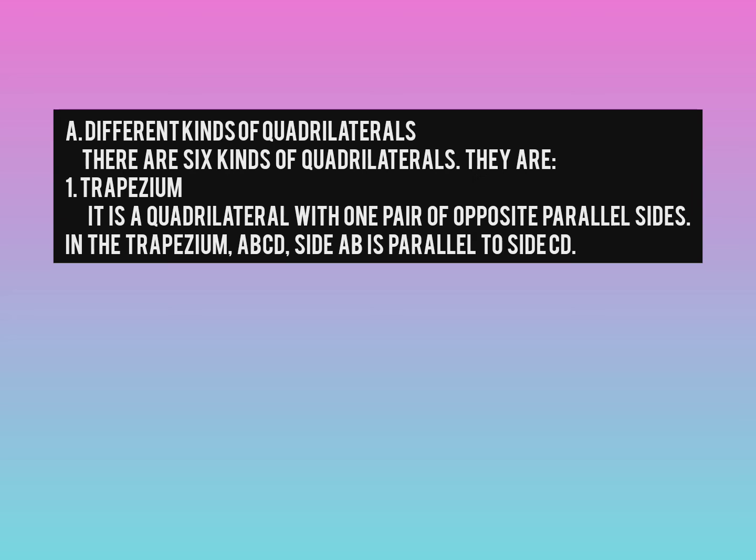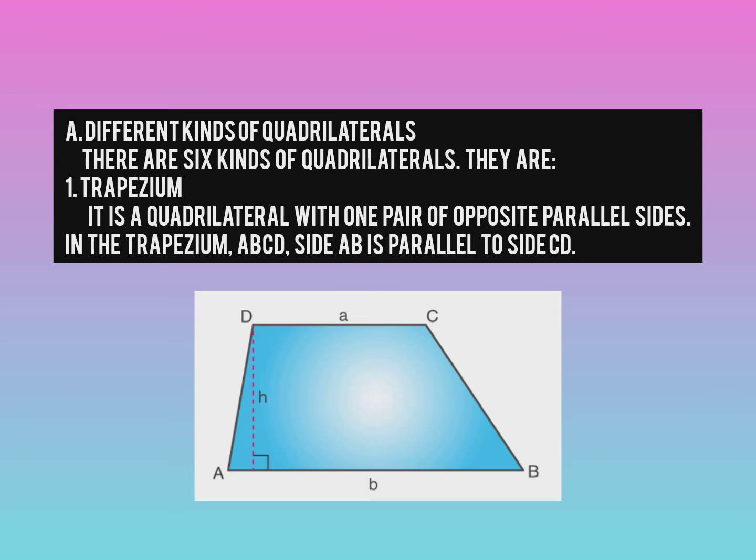They are: first, trapezium. It is a quadrilateral with one pair of opposite parallel sides. In the trapezium ABCD, side AB is parallel to side CD. This is the picture of a trapezium.